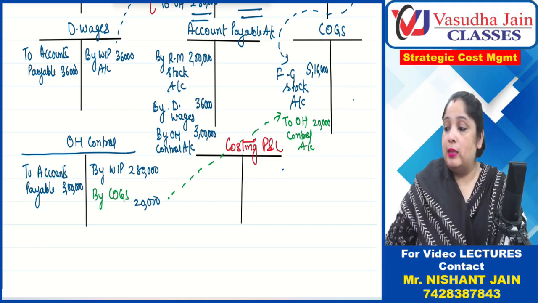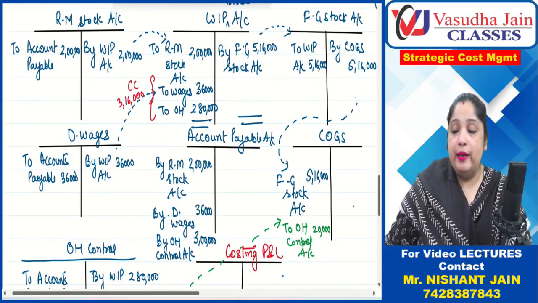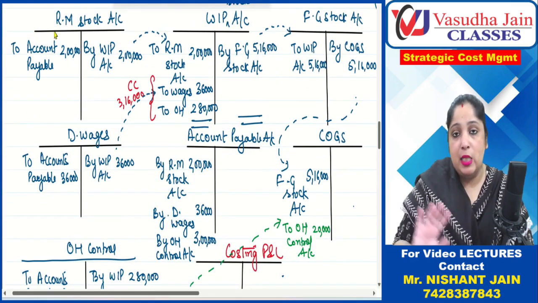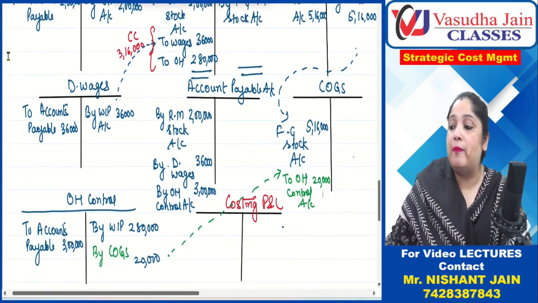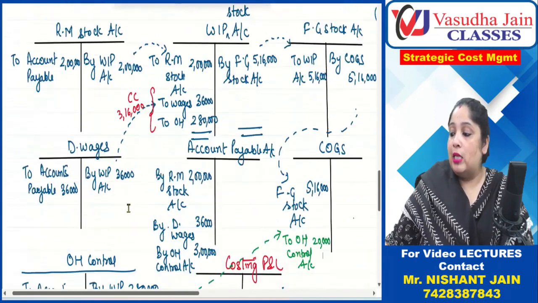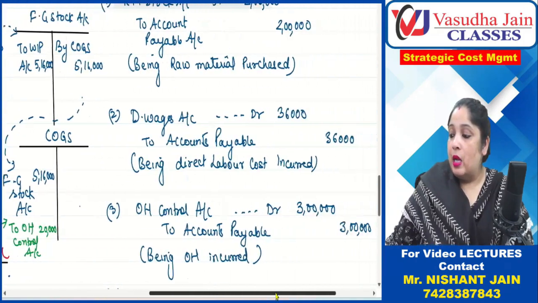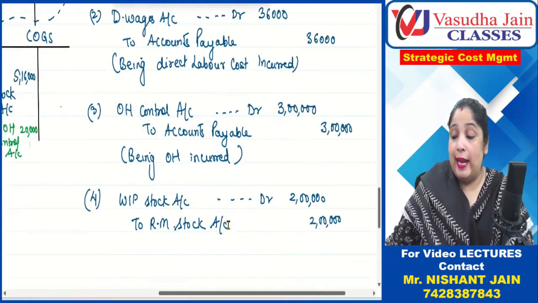Okay, so this is how you're going to do it, and the entries are finished. With these entries, we are not supposed to close the accounts, we just have to pass the entries of what we have been told. So let us pass the remaining entries. Now focus on passing the entries.